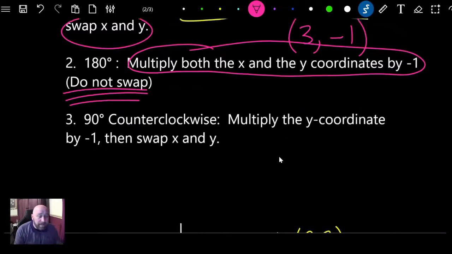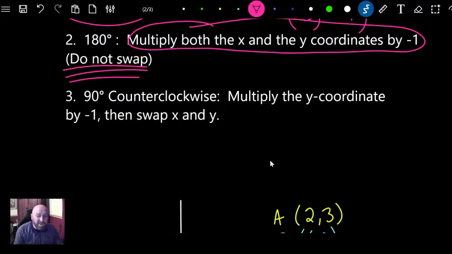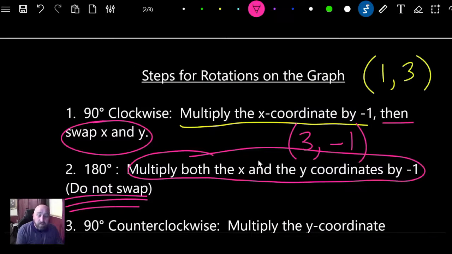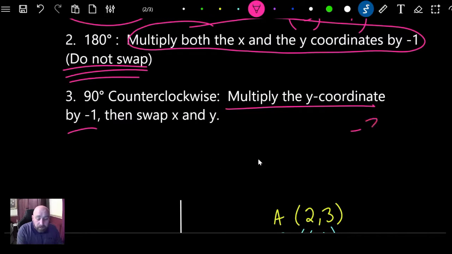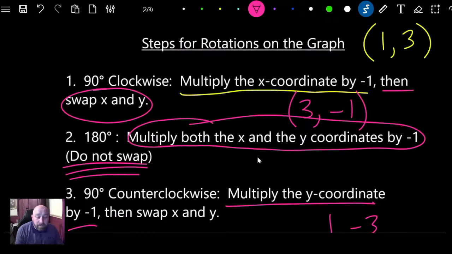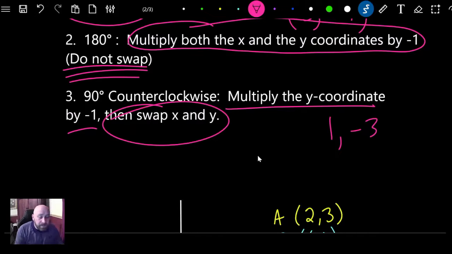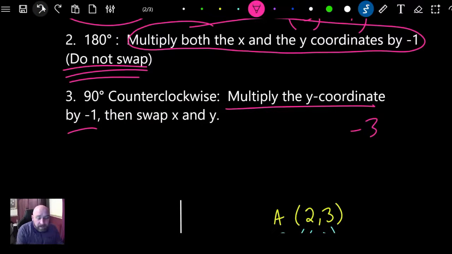Next, for the 90-degree counterclockwise, or for the 270 clockwise, however you're looking at that, you would multiply the y coordinate by -1. Okay, so before we multiplied the x coordinate. In this case, the y coordinate is 3. Multiply that by -1 gives you -3. So that would be 1, -3. But then it says swap the x and the y. So we would take that to -3, 1, which is the way to swap that for a counterclockwise 90-degree rotation.